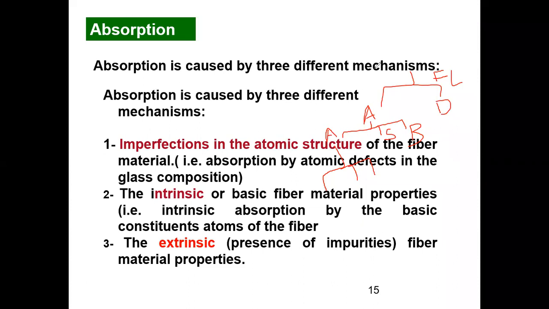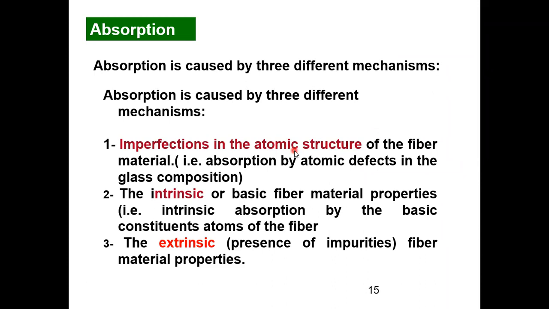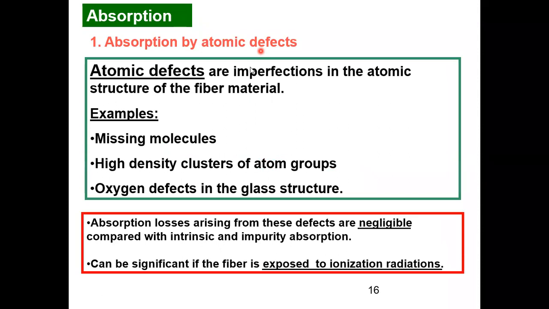Okay, so now we will study the first one, that is the imperfection in atomic structure, or you can say defects in the atomic structure of the fiber material. So absorption by atomic defects. So what are atomic defects? Atomic defects are basically the imperfection in the atomic structure of the fiber molecule. Now what do you mean by atomic defect? The fiber should have been fabricated with all continuous molecules, but there might be some missing molecule.